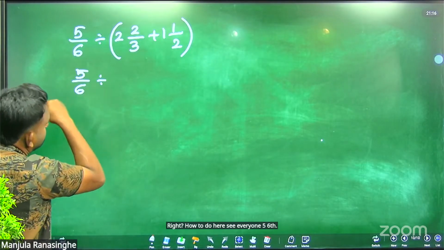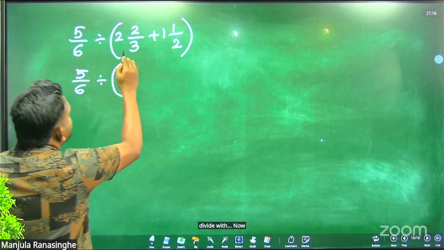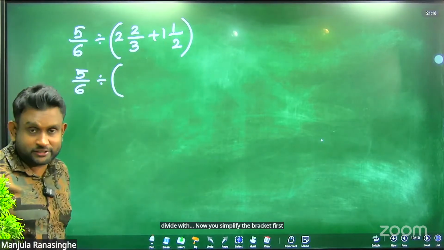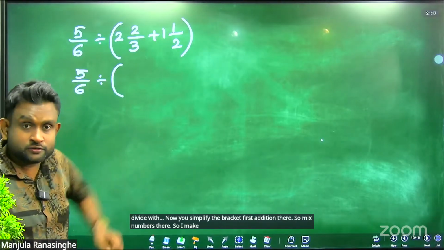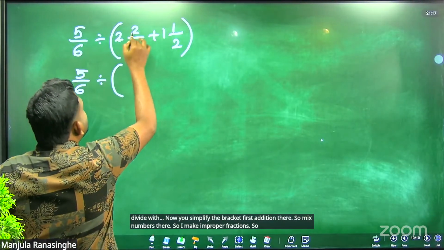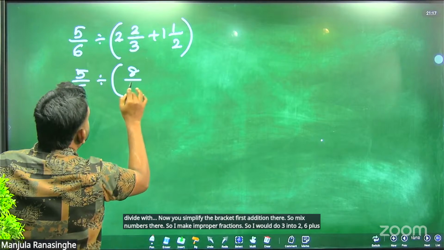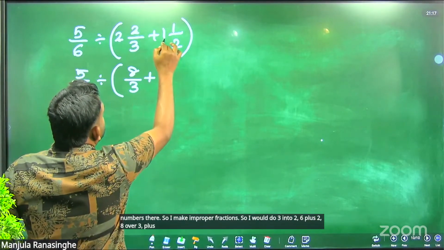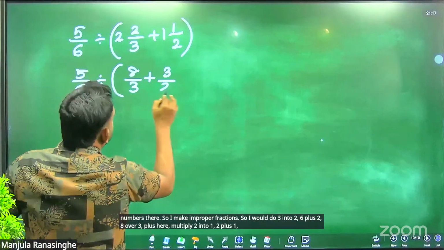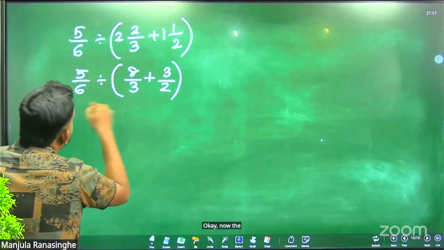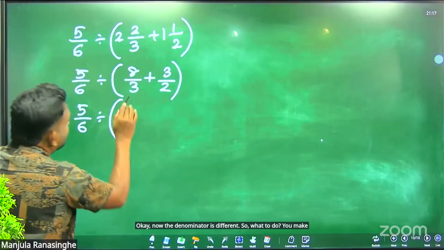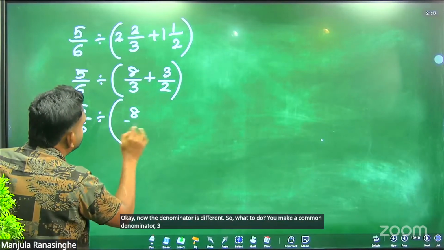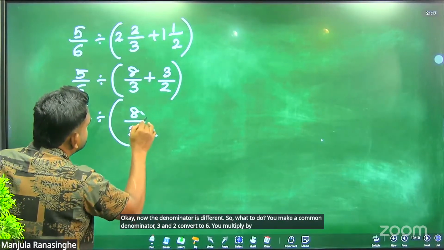divided by. Now you simplify the bracket first, the addition there. So there are mixed numbers, so I make improper fractions. How to do? 3 into 2, 6 plus 2, 8 over 3, plus here multiply 2 into 1, 2 plus 1, 3 over 2. Okay, now the denominator is different. So what to do? You make a common denominator, 3 and 2 convert to 6. You multiply by 2 on both sides.